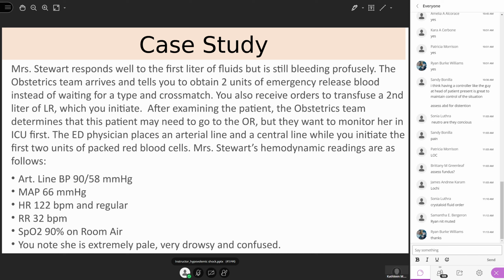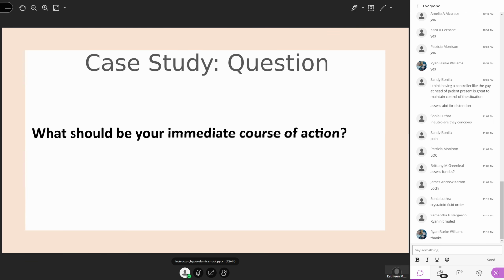Mrs. Stewart's hemodynamic readings are blood pressure 90/58. Her MAP is 66, so it's still okay. Her heart rate is elevated. Her respirations are elevated, but she's now at 90% on room air. And you notice that she's getting extremely confused and extremely pale. So she's starting to obviously get worse. What should your immediate course of action be if you see that this happens? What is your immediate course of action?